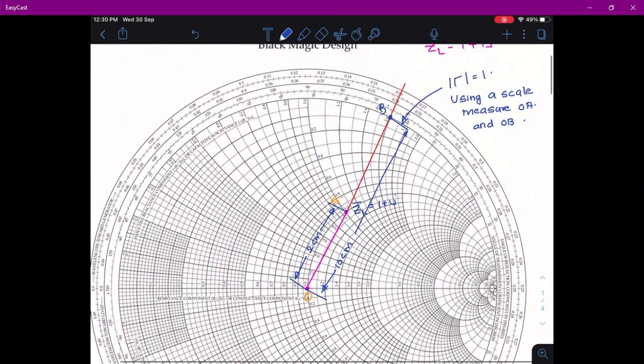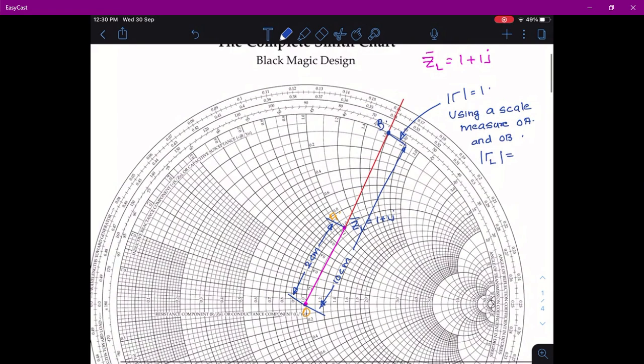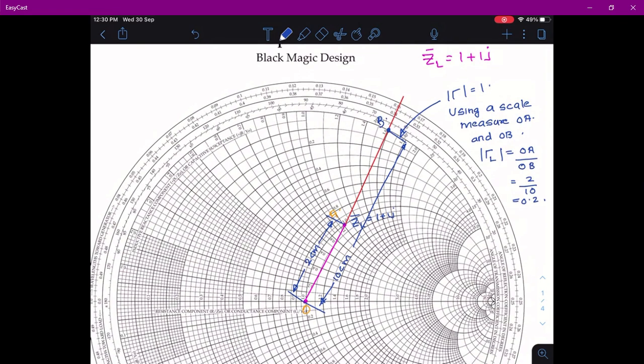So the reflection coefficient of ZL, which I can represent as mod tau L, is equal to the distance OA divided by the distance OB, that is 2 by 10, that is 0.2. So the magnitude of reflection coefficient for the impedance ZL bar is 0.2. That is only magnitude. Now you want to find the phase also.